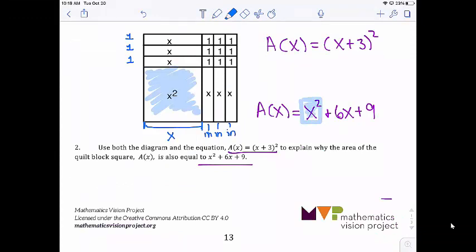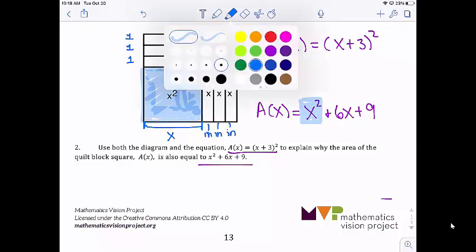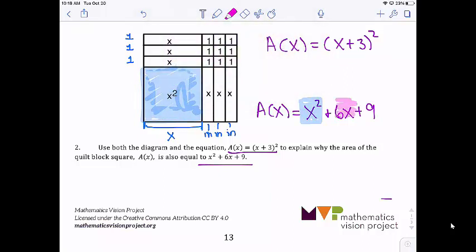Here's your X squared. Okay? Here's your X squared. And then, how many X's do you have? It says 6 X's. Well, this comes from this, which has a length of 1 and a width of X. 1 times X is X. You have 1, 2, 3, 4, 5, 6 X's. And then we have a 9. Well, 1 by 1 is a unit 1. 1, 2, 3, 4, 5, 6, 7, 8, 9. That is how come you have X squared plus 6X plus 9.